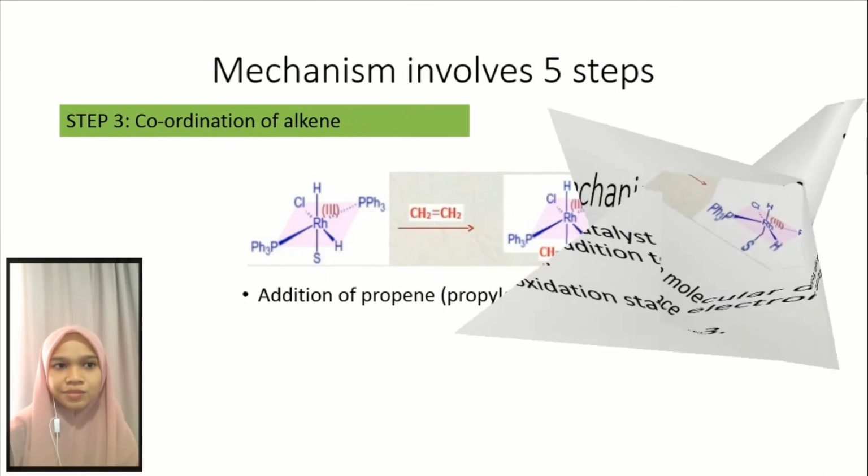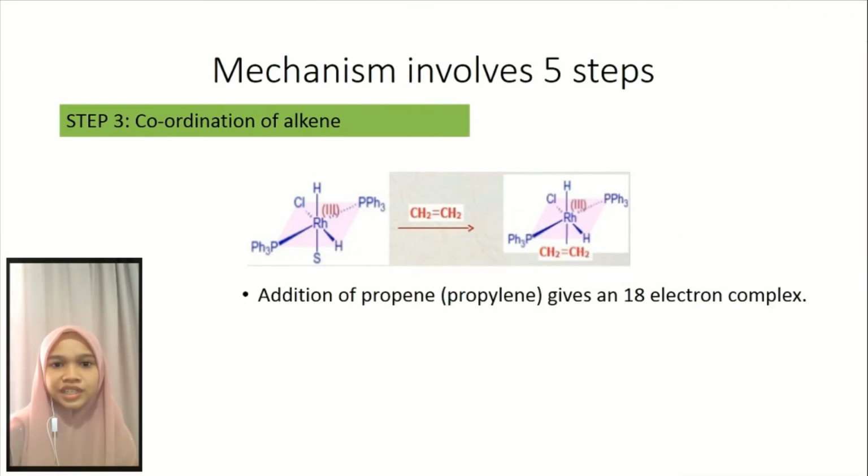Next step is step 3, coordination of alkene. So in this step, propene will be added to give an 18 electron complex. So in the first step, it is a 14 electron complex. In the second step, a 16 electron complex, and the third step, an 18 electron complex.